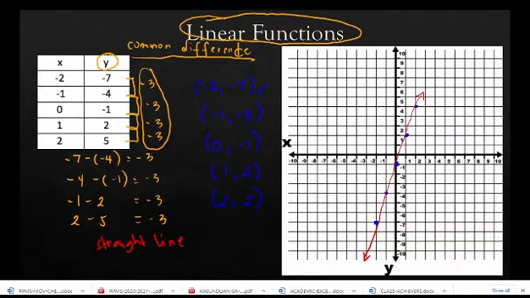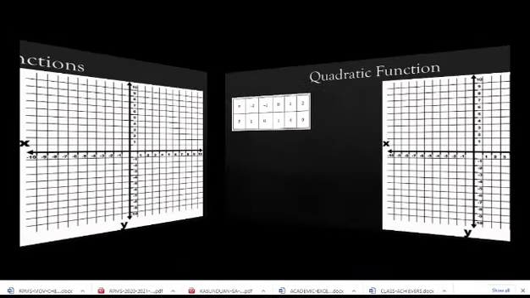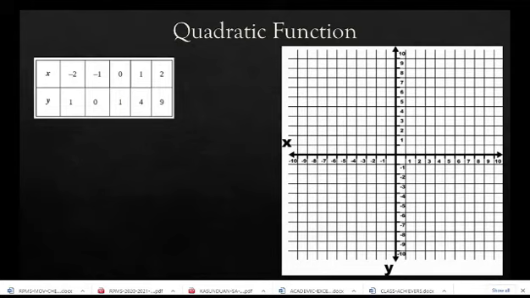Sa graph naman, kapag ang graph ng mga ordered pair natin, pag pinakita natin using the Cartesian plane, ang nakita natin is a straight line, we can also say that this graph represents a linear function. Okay? So let's go over now with quadratic function.